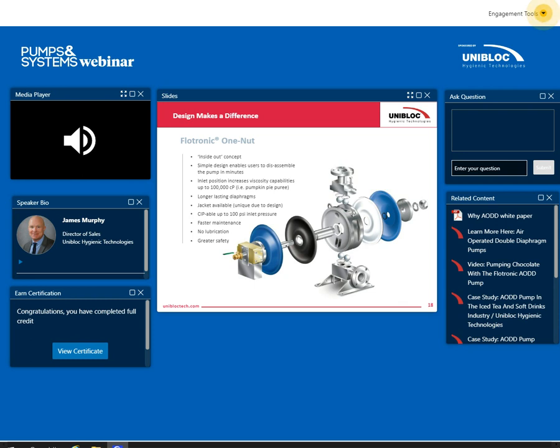Another question, does this pump use a pilot valve? It does. Okay, great.